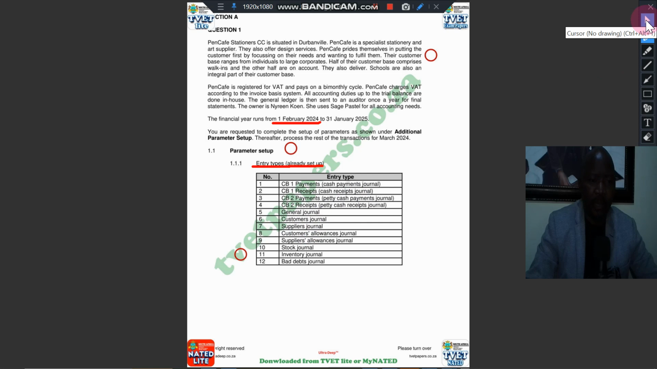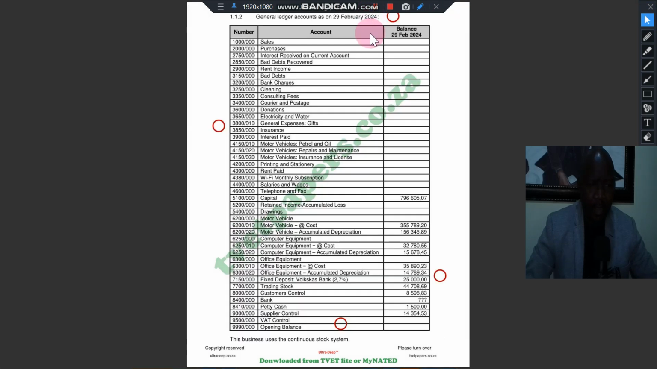Let us go to the next page and see what you have to do. Okay, you're going to know that on this next page, you get the general ledger accounts, and on the general ledger accounts, you've got some accounts that have balances at the bottom.